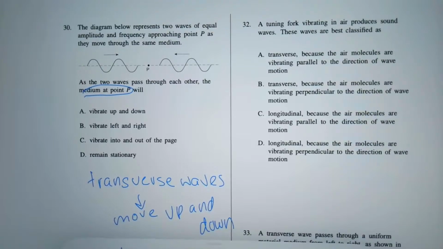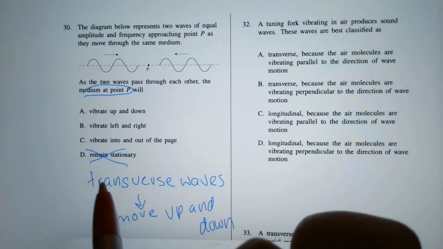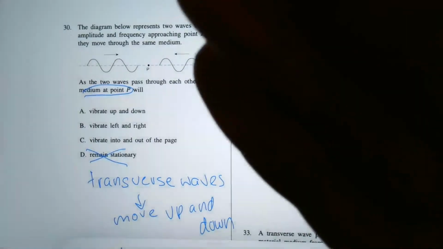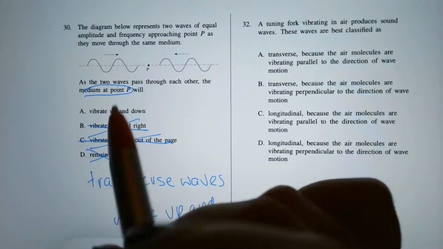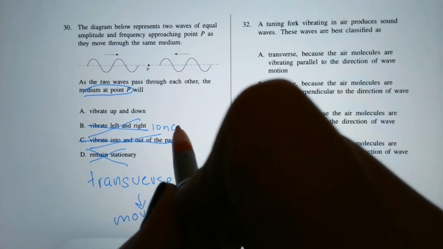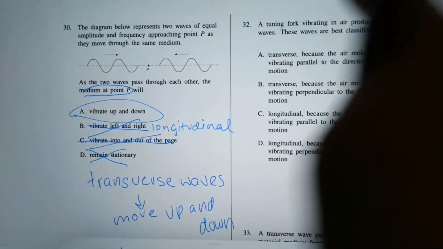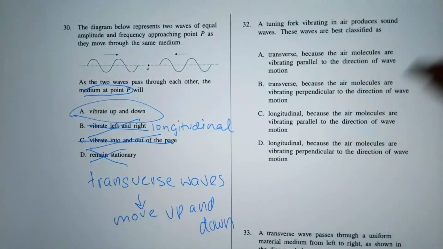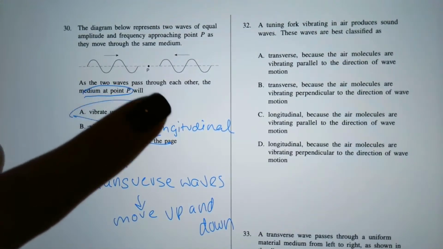So let's get rid of the ones that make no sense. Definitely not going to remain stationary. What the heck does it even mean to vibrate in and out of the page? That means it's coming towards us and away from us. That's crazy. Vibrate left and right. That's a longitudinal wave's behavior. So they're going to vibrate up and down because they are transverse waves. If you're wondering how do I know that they're transverse, I simply look at the shape of them. I see this up, down, up, down, up, down.